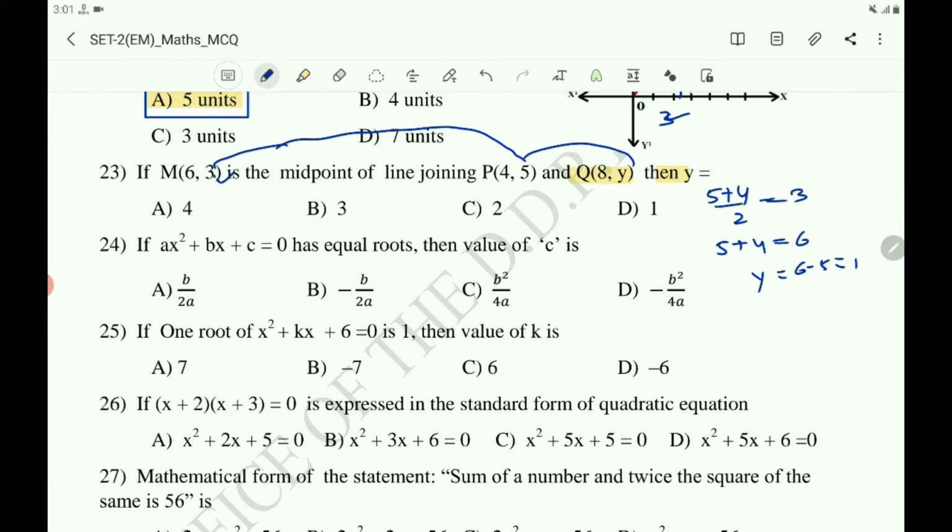Then what is the answer? Option D is the answer. Here note that option D is the answer. That is 1.